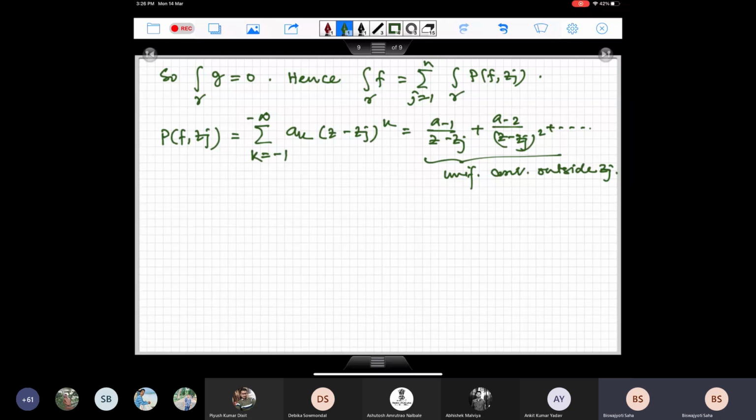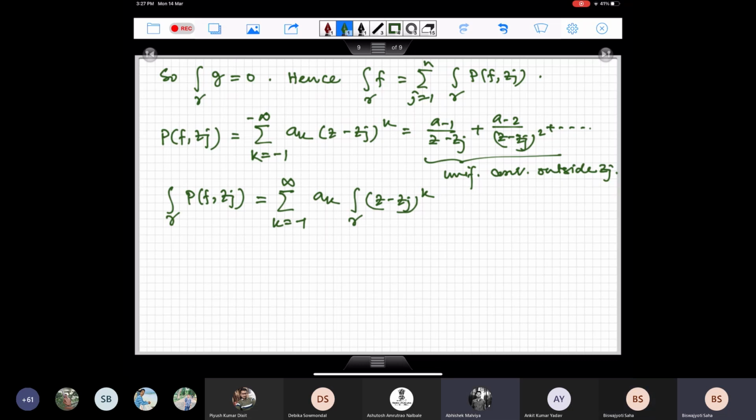So if I want to integrate over gamma, of course zj does not belong to gamma, so I am away from it. Sorry, not the integral of f, but the integral of the principal part of f at zj. Once I have uniform convergence, the integral and the sum can be interchanged, and then I have the integral over gamma of (z minus zj) to the power k. Okay, so now tell me, if my k is less than or equal to minus 2, what can I say about those integrals? 0. Why?